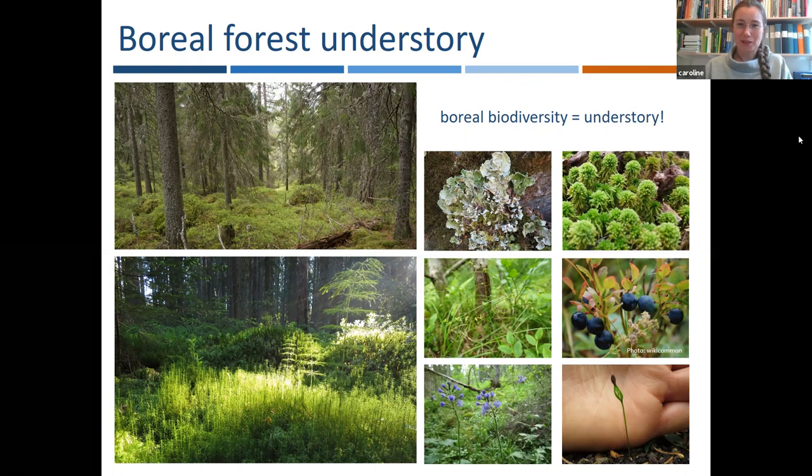So the understory biodiversity consists, when we talk about plants, mostly of ericaceous shrubs and mosses and flowering plants and lichens, which are of course not exactly plants, but plants and mushrooms. What we must not forget is that even a large tree starts as a tiny plant in the understory as a seedling. So all the conditions down at the forest floor feed back also to the tree layer of the forest.